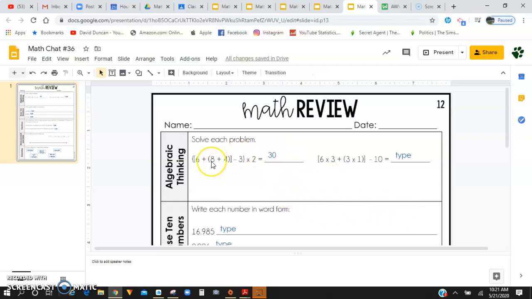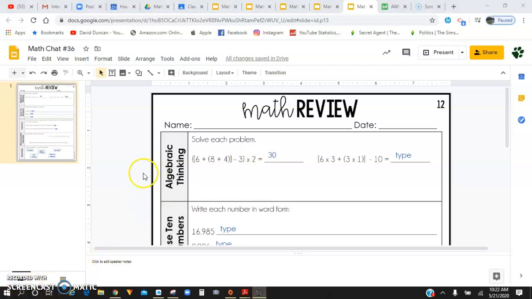Again, I started with my innermost grouping first. 8 plus 4 is 12. Next grouping is add 6 to that, so I have 18. Next grouping is subtract 3 from that, so you get 30. Or I'm sorry, you get 15. Then multiply that by 2 to get 30.